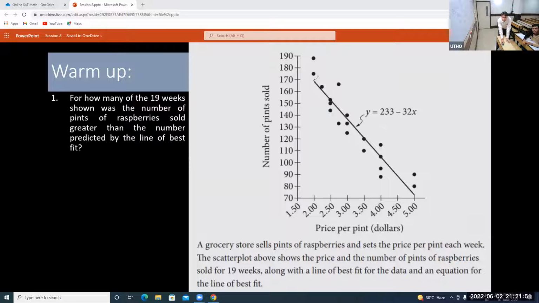So if I extend this line a little bit, I'm able to use my pen. Yes, I can. So 1, 2, 3, 4, 5, 6, 7, 8. Tell me, Vansh. Yeah, sir. That's all. And if the question seems very simple, it is that simple, and such questions come in the SAT. The answer is a single digit, 8. There were 8 weeks out of 19 weeks, guys, when the number of pints sold was greater than the predicted, estimated line.